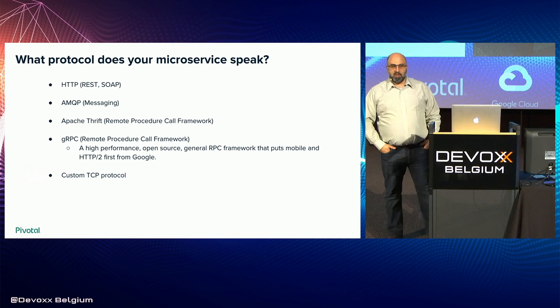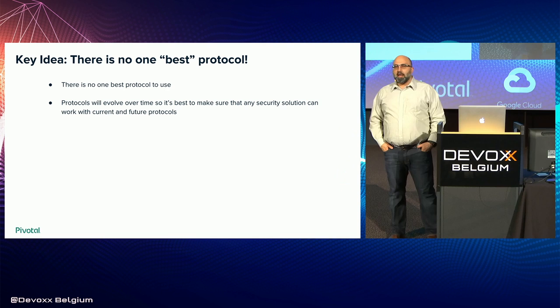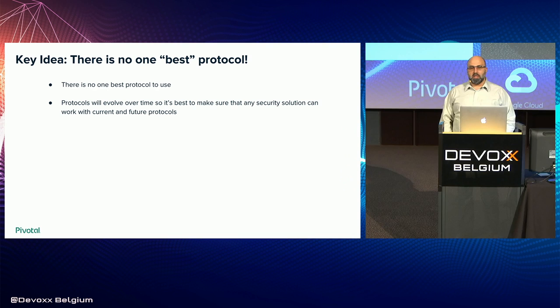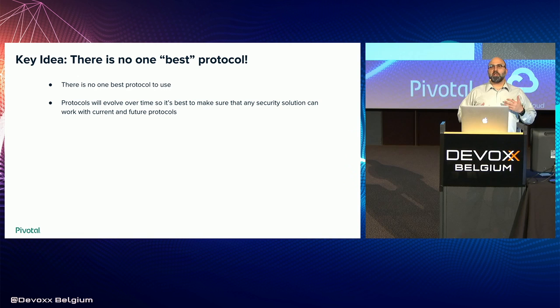The key idea we're trying to get at is there is no best protocol for microservices. There's just what we currently use, and there's going to be what we will use in the future as protocols and technology evolve. So whatever security solution we use for representing the identity papers that tell us who's calling us, we would like that solution to be generic enough to work with multiple protocols.